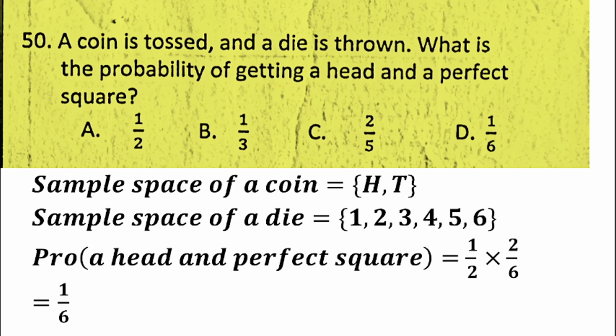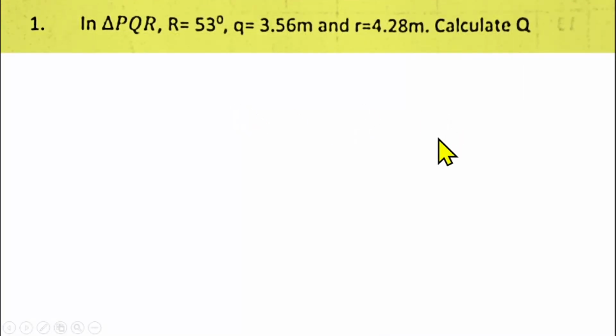Now let's quickly go to the theoretical part of this video. The first question says that in the triangle PQR, angle R is 53 degrees and small q, which represents side q, is 3.56 meters, and small r, which is also talking about side r, is 4.28 meters. We have to calculate capital Q, which is representing the angle Q.